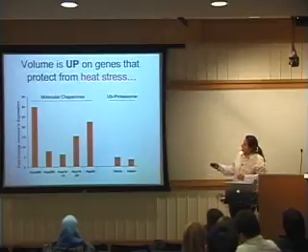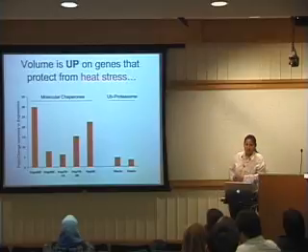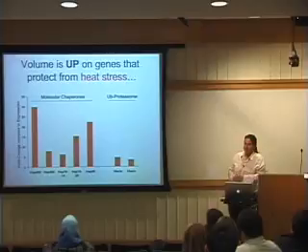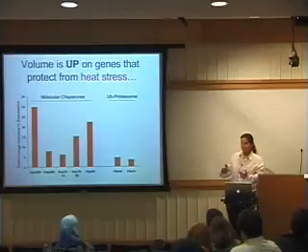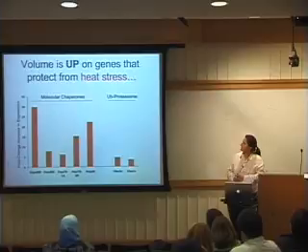And I'm showing you molecular chaperones. These are heat shock proteins that we know play a role in animals in response to dealing with thermal stress. There's also some ubiquitin genes, which are involved in degrading damaged proteins that may be damaged because of the heat stress.